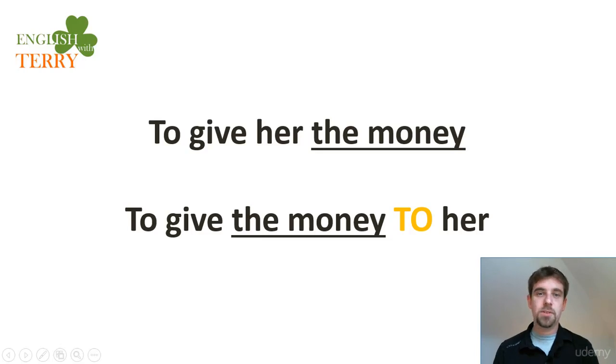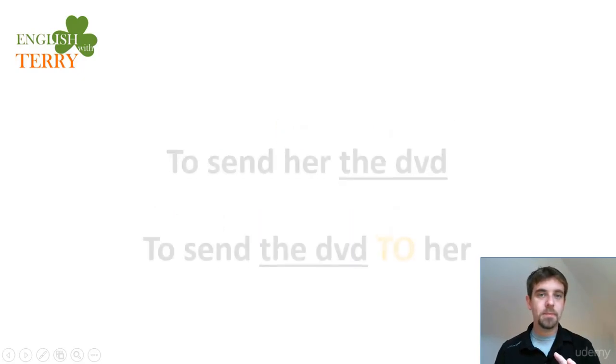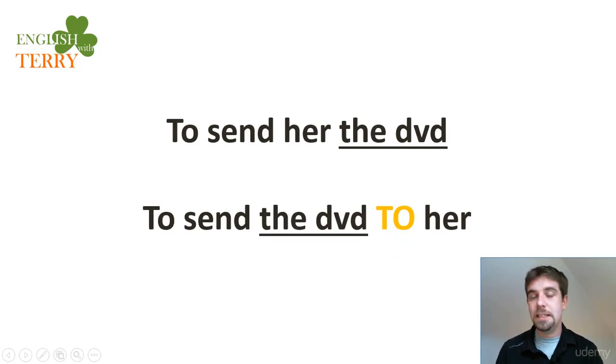Now we have a lot of examples. The next example: to send her an email, to send an email to her. Where is an email in the sentence? What position? In the first one, to send her an email, it's after her. But in the second example, an email is before her, so we must have to. This is the basic idea. To send her the DVD, send the DVD to her. Okay? It's the basic idea.